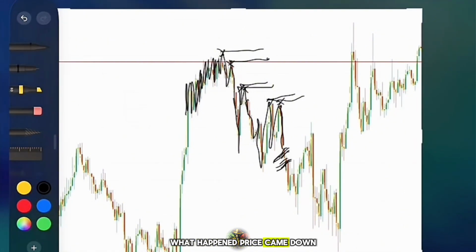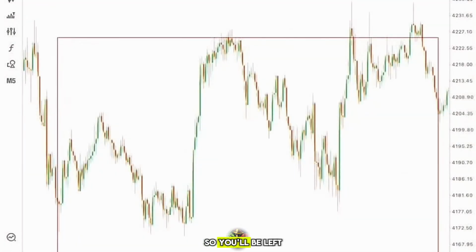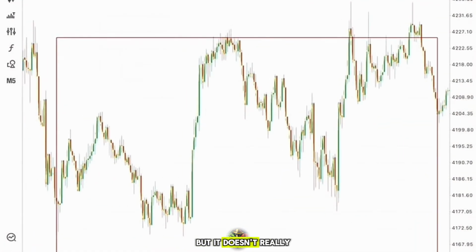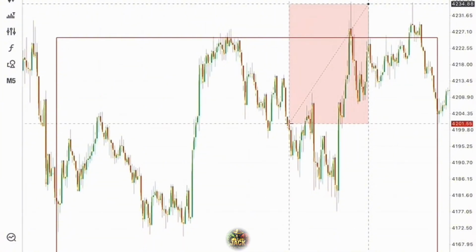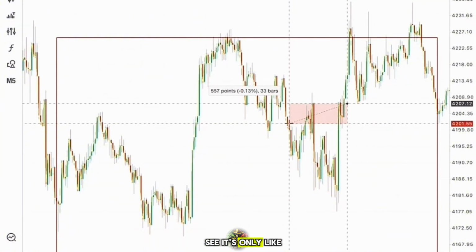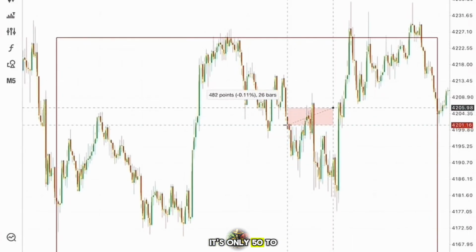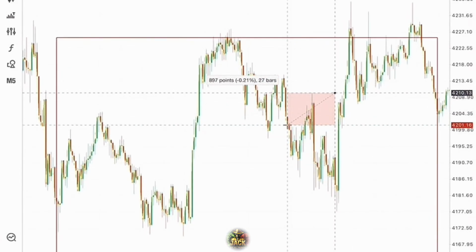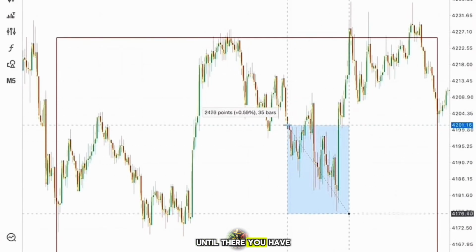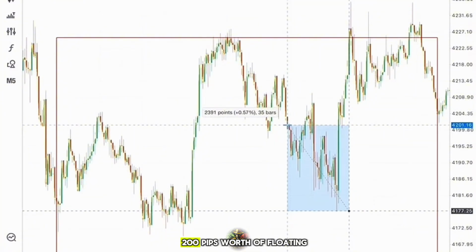What happened? Price came down, did this, and boom. You'll be left with a bit of floating, but it doesn't really matter because you are making a lot of pips. It's only like 50 pips of floating. If you enter over here, it's only 50 to 80 pips of floating. Until there, you have 200 pips worth of floating. You can aim 1-to-1, 1-to-2. It's up to you. I personally do 1-to-1.